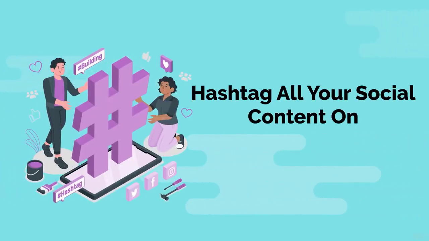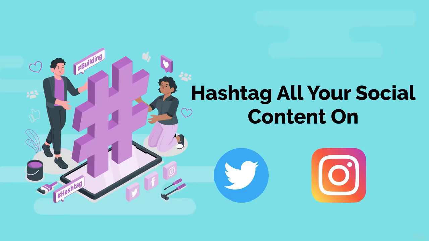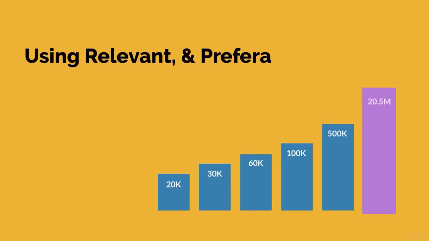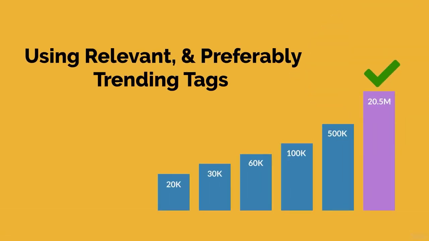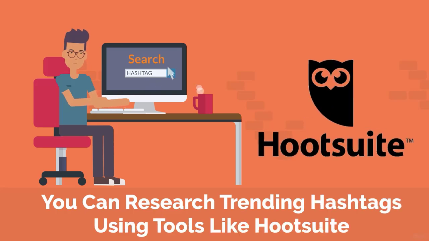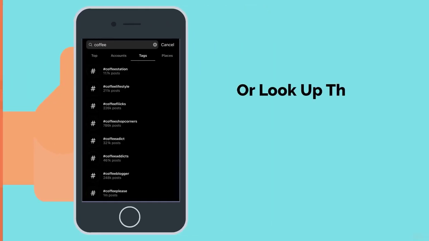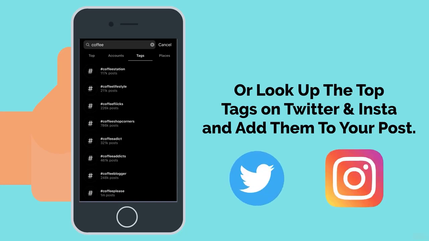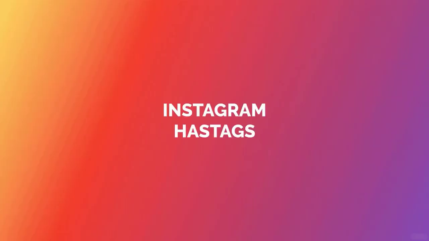Hashtag all your social content on Twitter and on Instagram too, using relevant and preferably trending tags. You can research trending hashtags using tools like Hootsuite, or look up the top tags on Twitter and Insta and add them to your post.